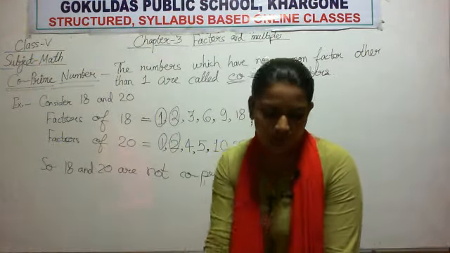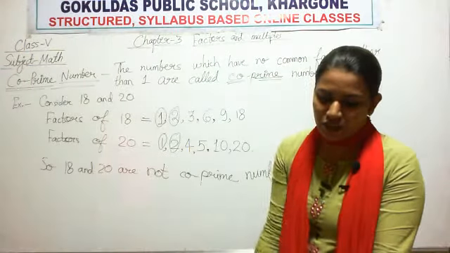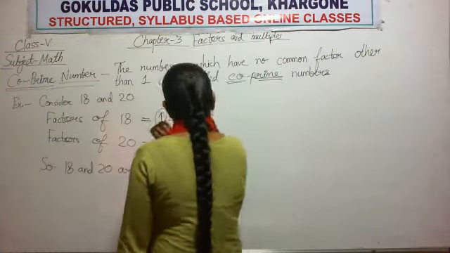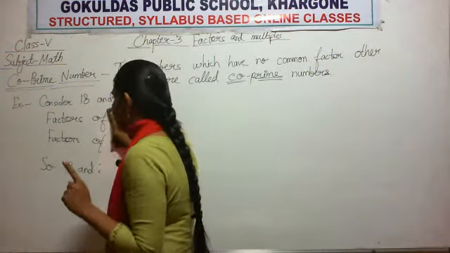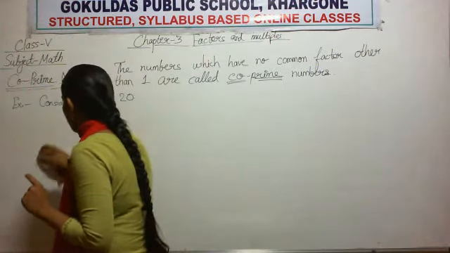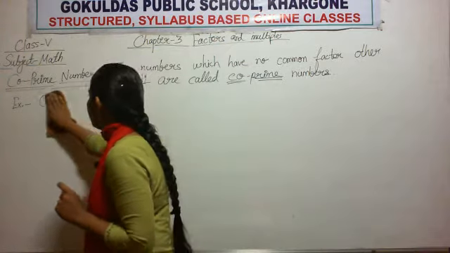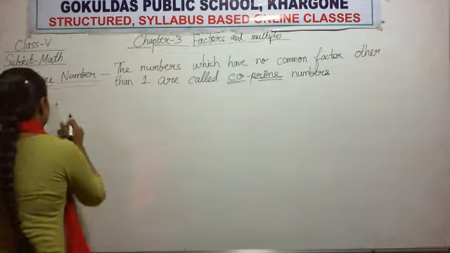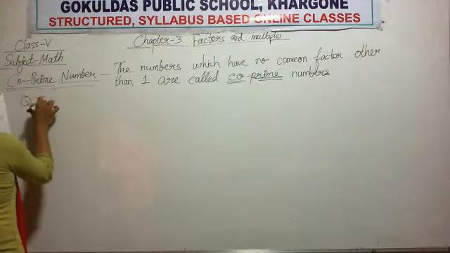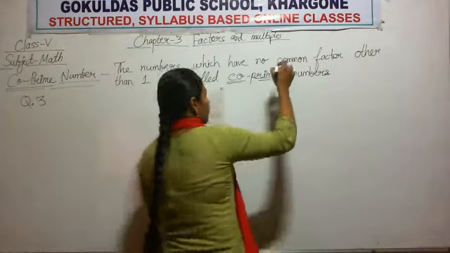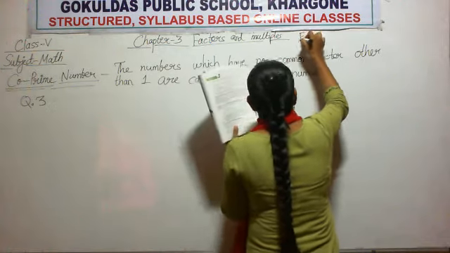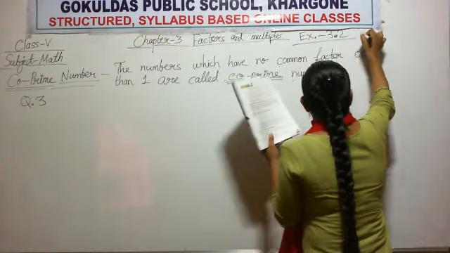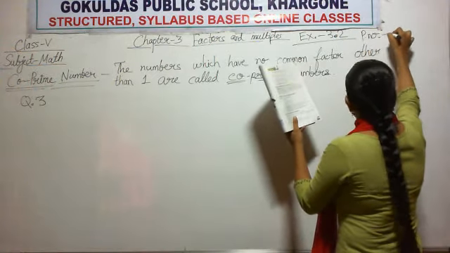I hope you understood. Now let us start question number 3. If two numbers have only 1 as a common factor, then you call those numbers co-prime. Okay? So question number 3. Read on book page number 43, exercise 3.2, book page number 43.